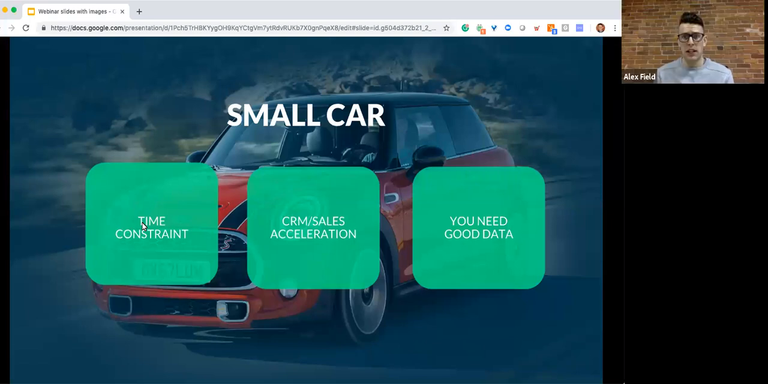Yeah, and that's a great point, right? And I think as part of being in this small car, LeadSift definitely fits in that.